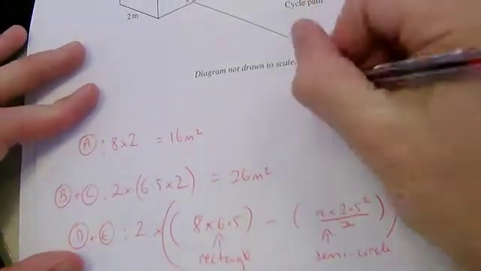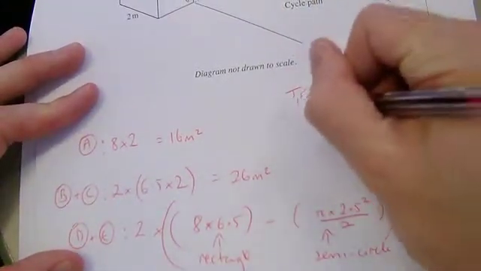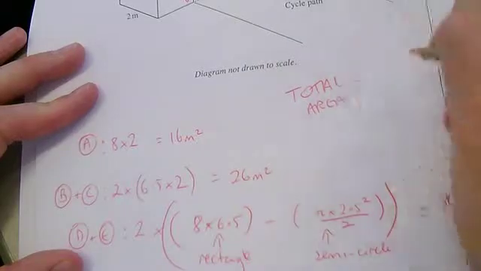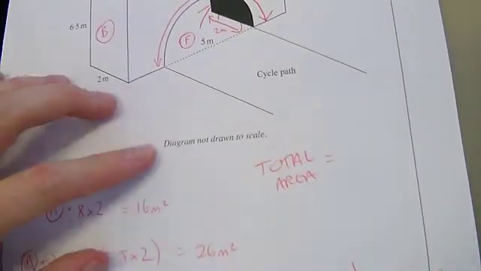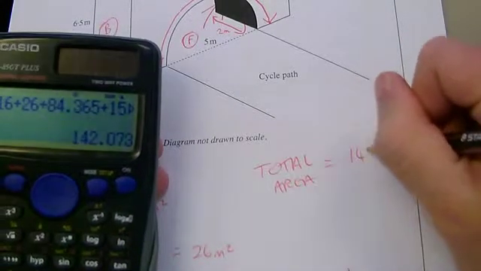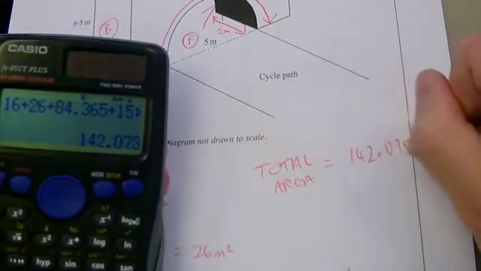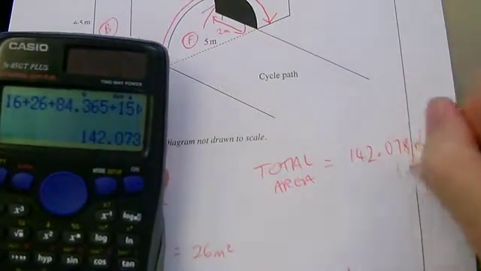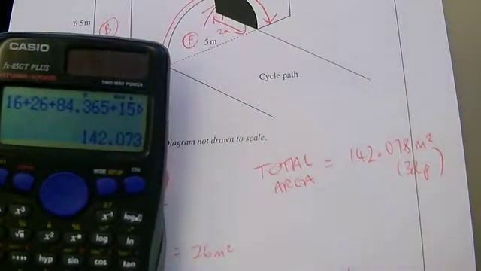So I'm then going to get a total area of all of those added together. Now if it's QWC, I'd show that I'm adding them all together, but it's fine just to do it as it's not. That comes to a total area of 142.078 meters squared. Again, that's to 3 dp.